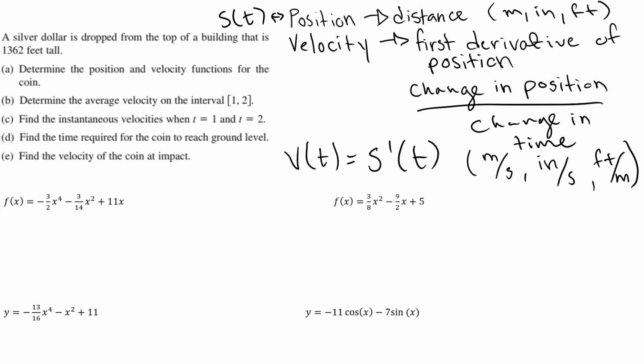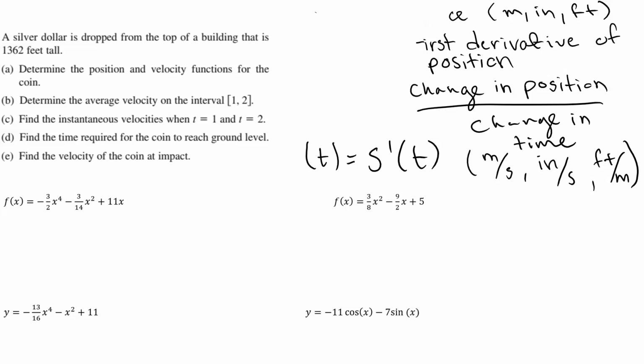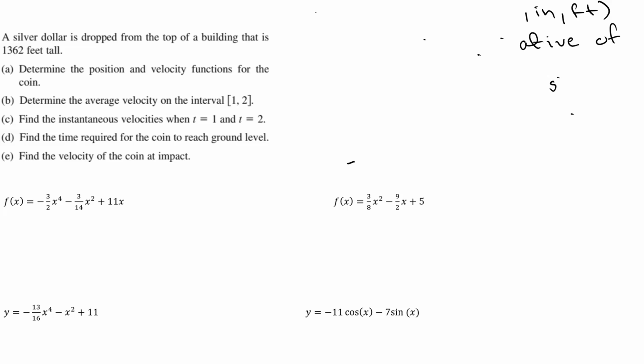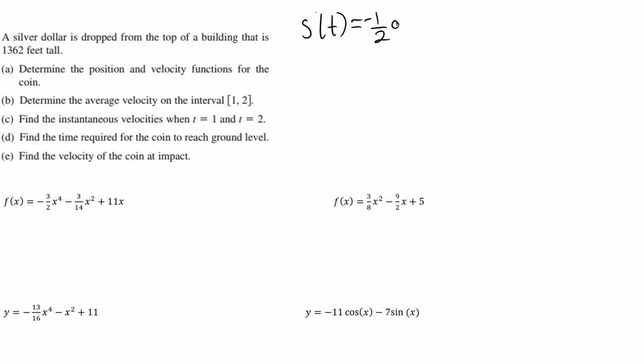So now that we've talked about that, let's dig into this problem about a silver dollar. So a silver dollar is dropped from the top of a building that is 1,362 feet tall. So when we drop something, our initial velocity, since we're just letting go of the object, is going to be 0. So if we're looking at our position function equation, we have negative half of our gravity acceleration times t squared, plus our initial velocity times t, plus our initial position.